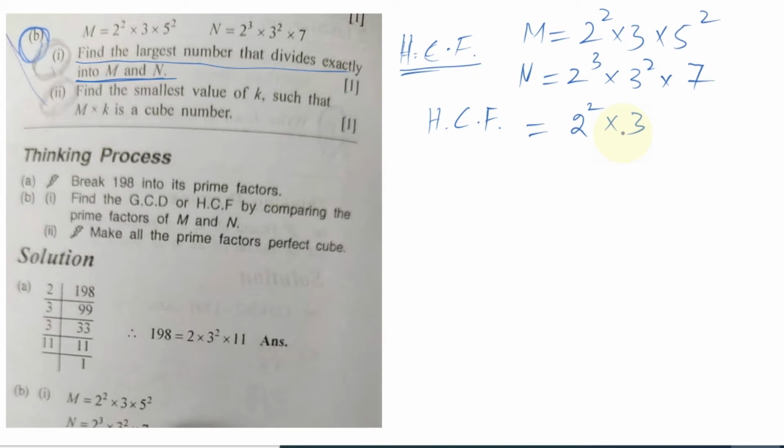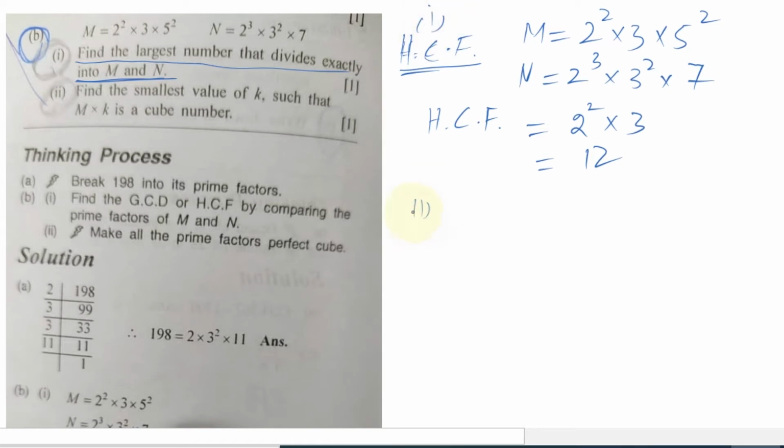Now 5 square and 7, they are not common. Take the common base, and from the common bases we take the smaller power. 2 square is 4 times 3, 12. So this is the first part.